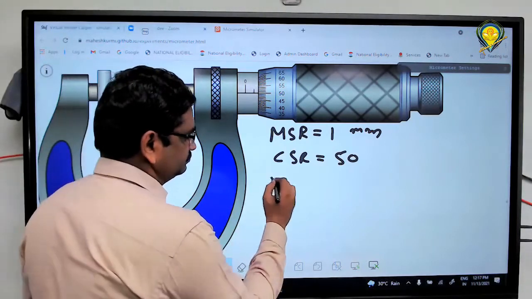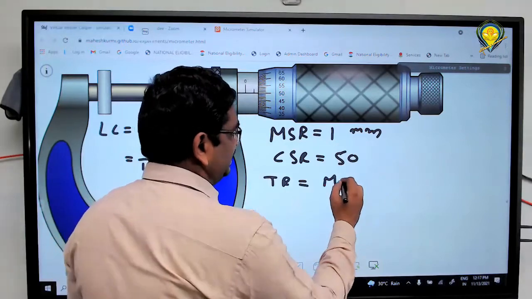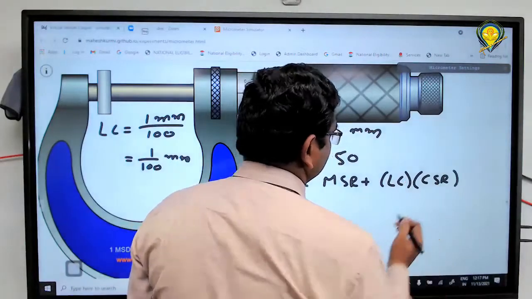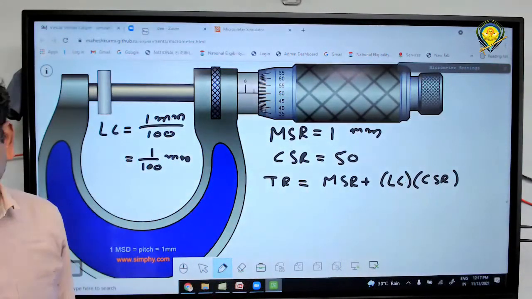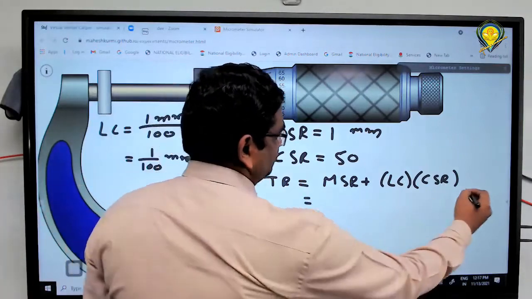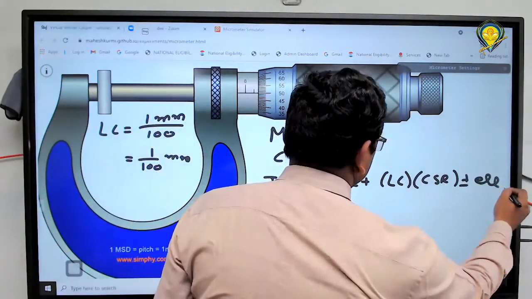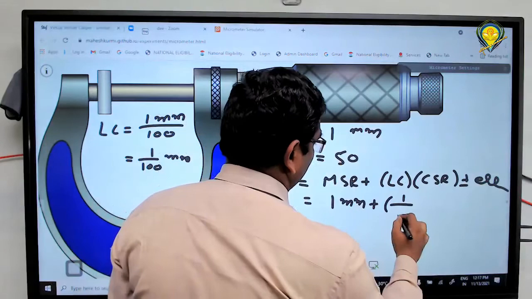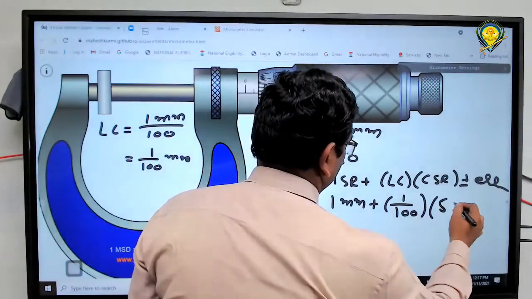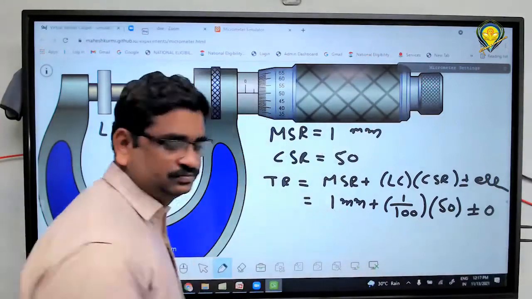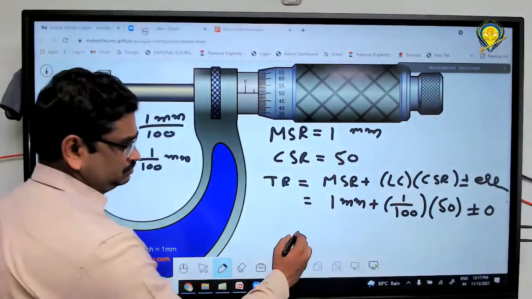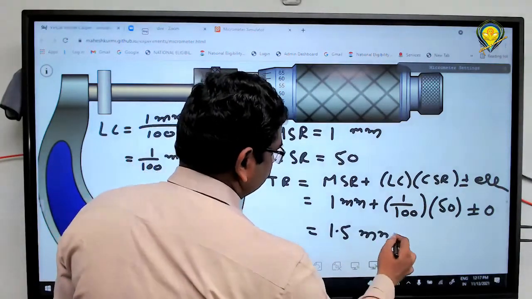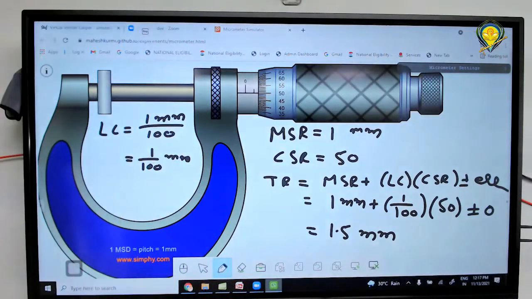Now, total reading equals main scale reading plus least count into circular scale reading, plus or minus error. Since the Vernier coincidence is the same, the main scale reading is 1 mm, the least count is 1 by 100, and the circular scale reading is 50. So 0.5, plus 1 gives 1.5 millimeter.